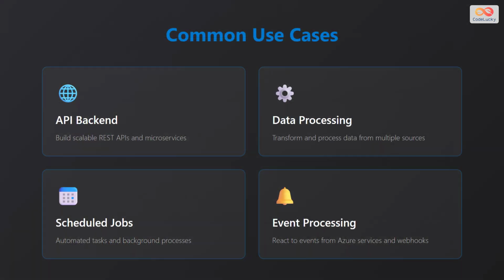Azure Functions excels in several common scenarios. You can use it as an API backend to build scalable REST APIs and microservices that automatically scale with demand. It's perfect for data processing, allowing you to transform and process data from multiple sources in real time or batch mode. Scheduled jobs are another common use case, where you can run automated tasks and background processes on a regular schedule. Finally, event processing is a natural fit, where functions react to events from Azure services, webhooks, or other external systems. These use cases demonstrate the versatility of Azure Functions across different application architectures.